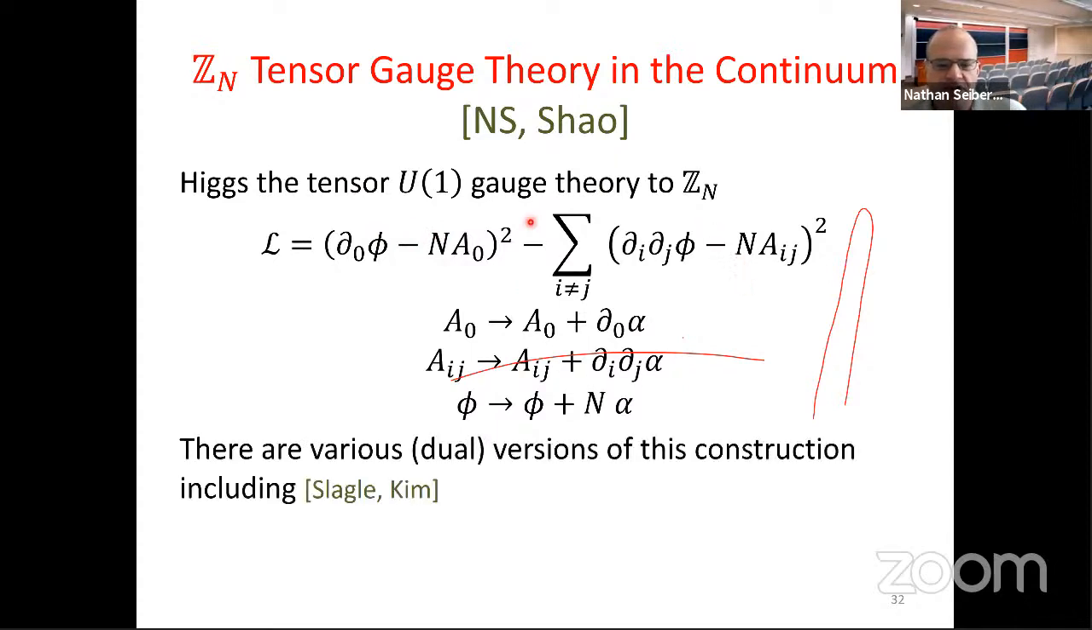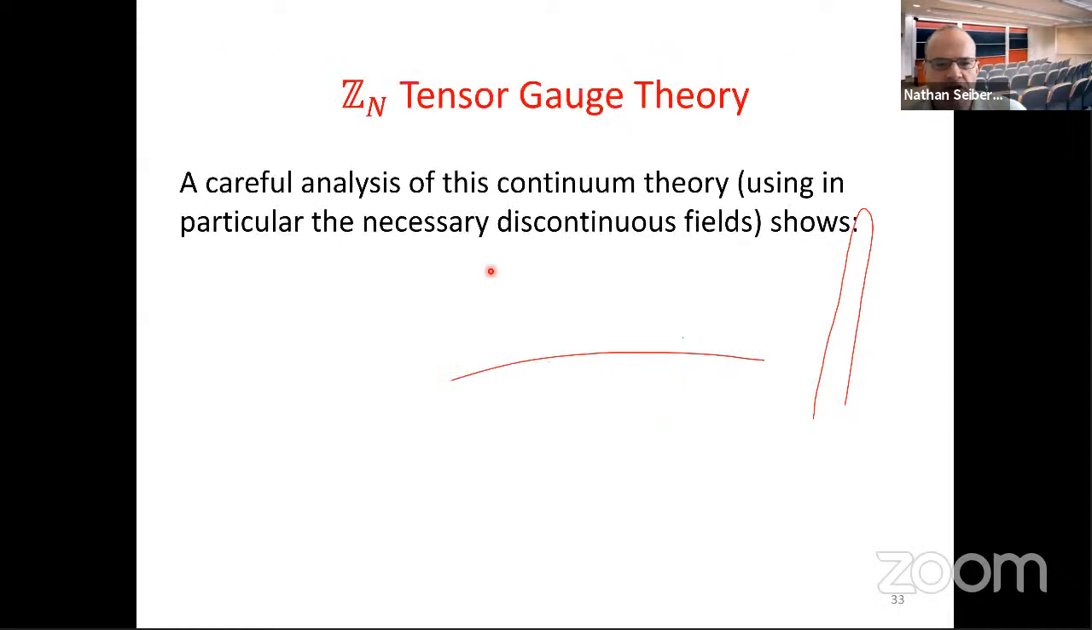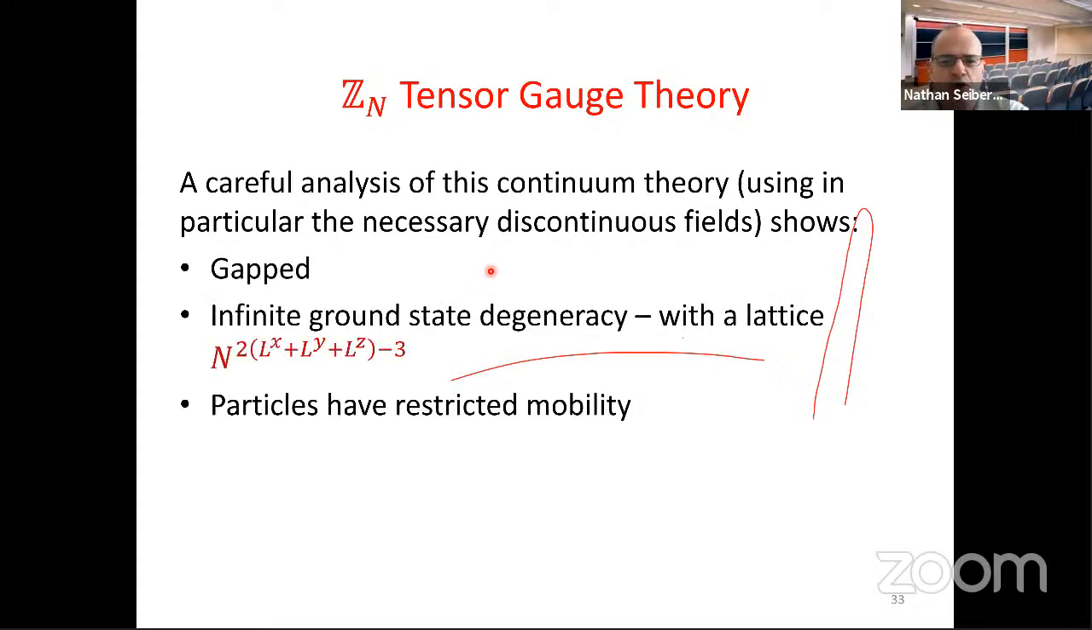And this theory has various dual descriptions. We can use duality to map it to other systems. A careful analysis of the continuum theory leads to the following properties. First of all, the spectrum is gapped. So there are some number of ground states, and then there is a gap in the spectrum. Second, there is an infinite ground state degeneracy, and if we regularize it with the lattice, the number of ground states is of this form.